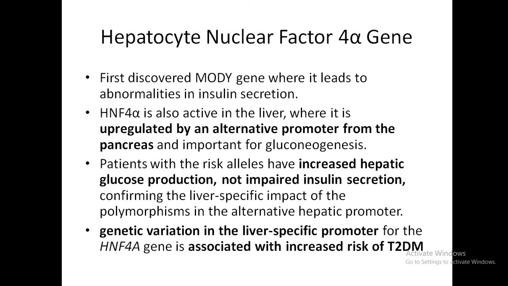Another genetic variation in the liver-specific promoter is associated with the increased risk of T2DM. So HNF4 alpha, which is important for gluconeogenesis, causes increased hepatic glucose production if there are mutations, and genetic variations in the liver-specific promoter of HNF4 alpha are associated with increased risk of type 2 diabetes mellitus.